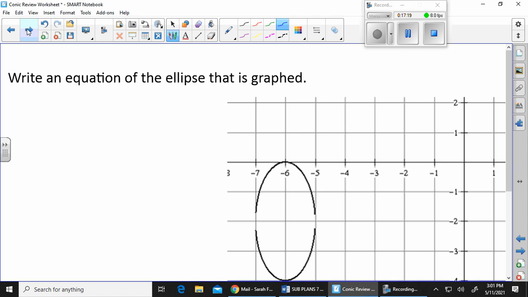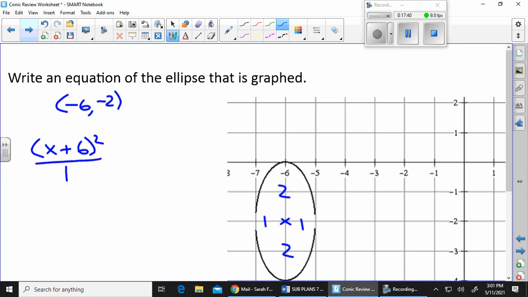So 14, one that's graphed, that's probably the easiest question. Center is -6, -2. Here you went up 2, down 2, right 1, left 1. So just sort of use common sense. Right and left, 1 squared. Up and down, 2 squared equals 1.